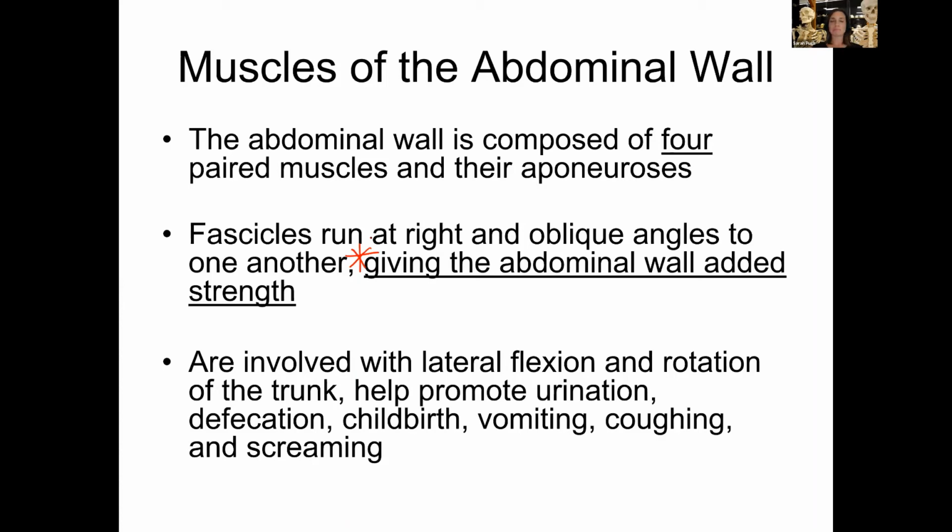Now, these muscles in the abdominal wall, we call these your core muscles, right? These are your abdominal muscles. They help with flexing, so sitting up, flexing. They help with lateral rotation, side to side. Also, when these muscles contract, they push in. So they're also going to be used to help promote things like urination and defecation and childbirth and vomiting and coughing and screaming and all of those things.